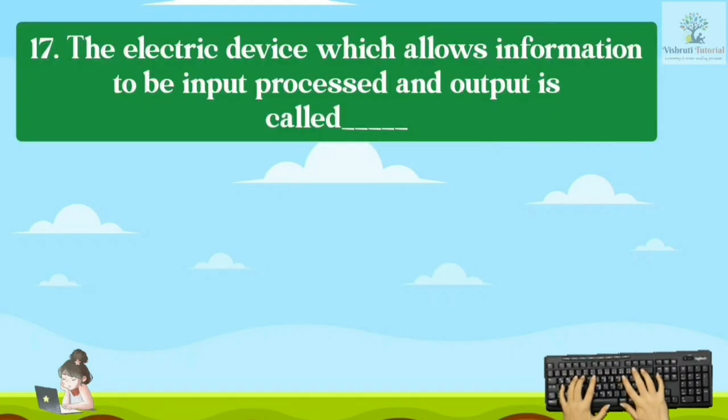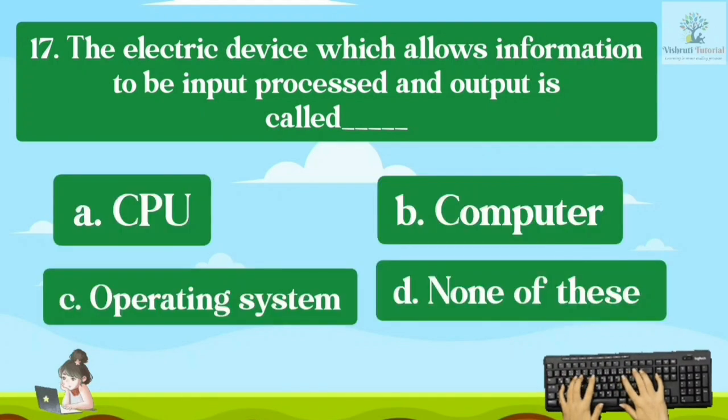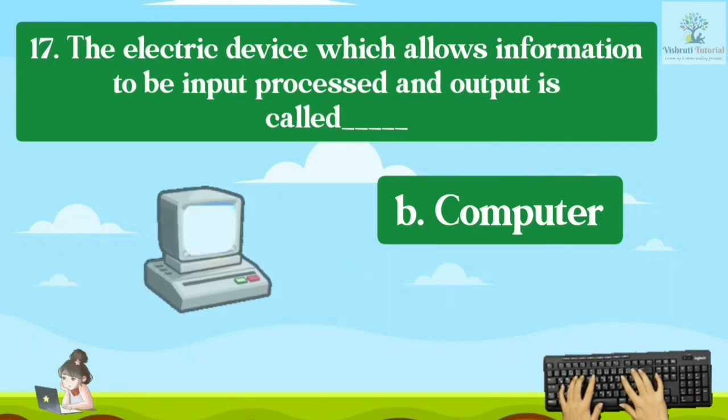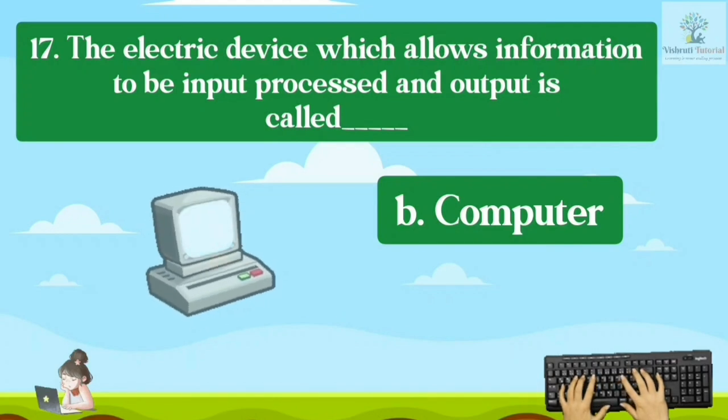Question number 17. The electronic device which allows information to be input, processed and output is called dash. And the options: A. CPU, B. Computer, C. Operating system, D. None of these. The correct answer is B.